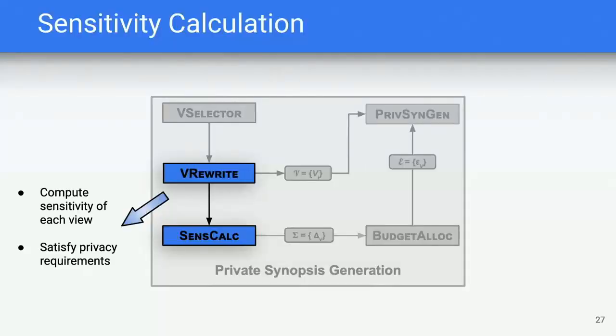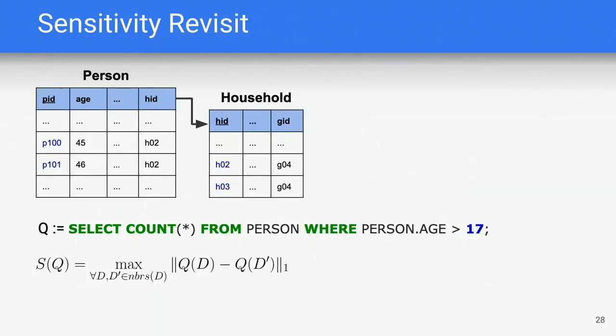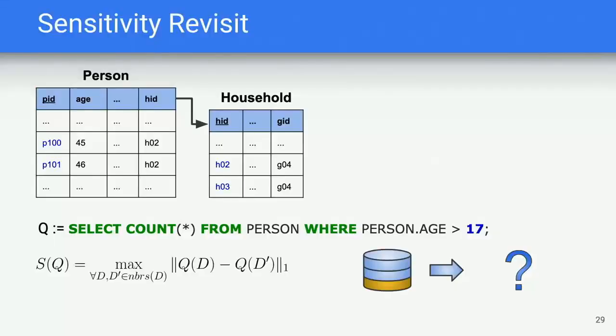I promised I'm going to talk about sensitivity calculation in more detail. So let's go back to the previous slide and see what sensitivity is. This is a very simple query that counts the number of people of voting age, and let's see what the sensitivity of this query is in our relational data, which is also very simple, with only two tables. As a reminder, this is the formula for sensitivity. How are we going to choose our policy?